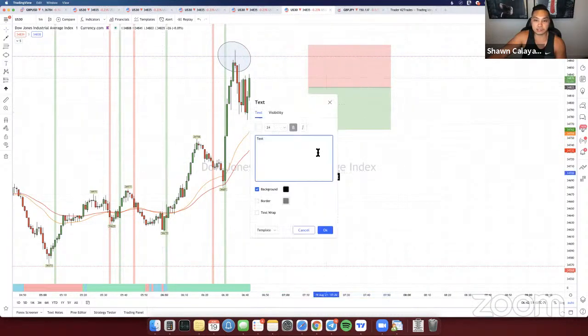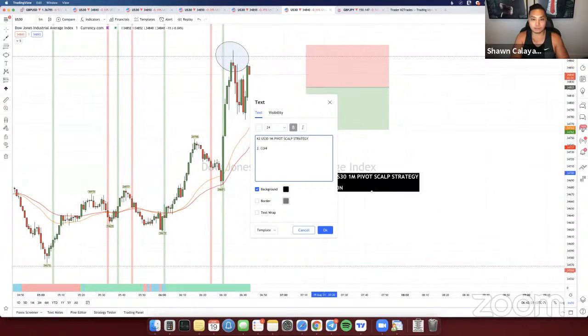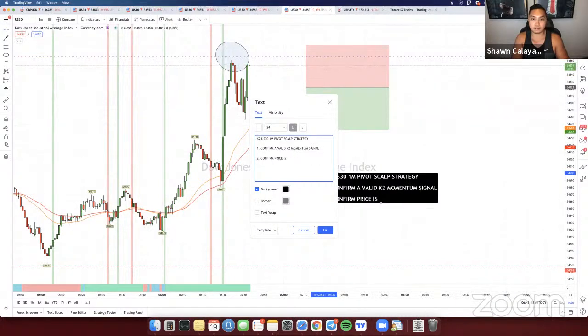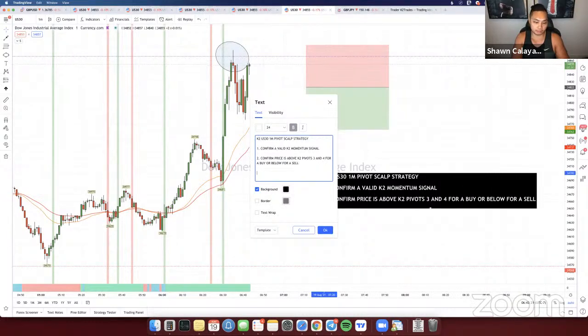So I'll put the requirements for this strategy right here. This is going to be the K2 US 30 1 minute pivot scalp strategy. So for one, you want to confirm a valid K2 momentum signal. Two, you want to confirm price is above K2 pivots green 4 for a buy or below for a sell. And then after that, you can enter on the open of the following candle.